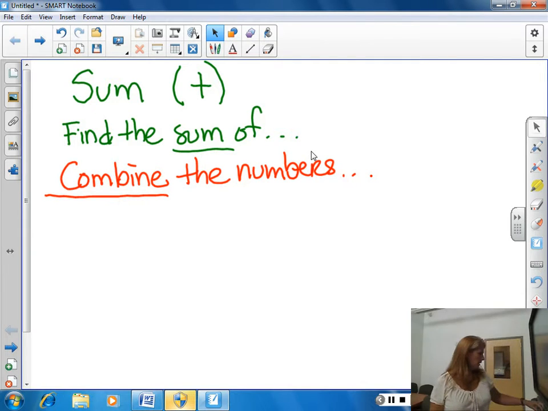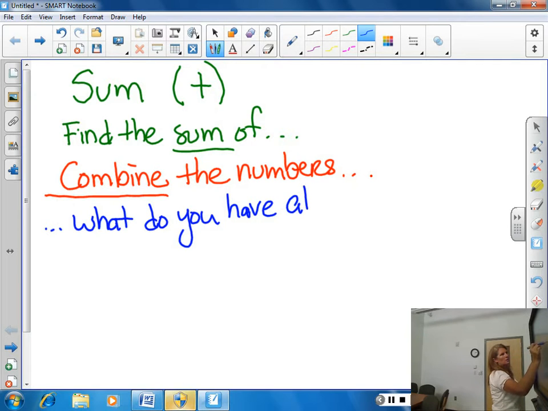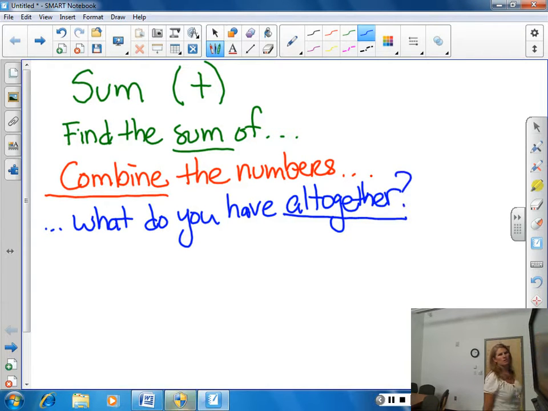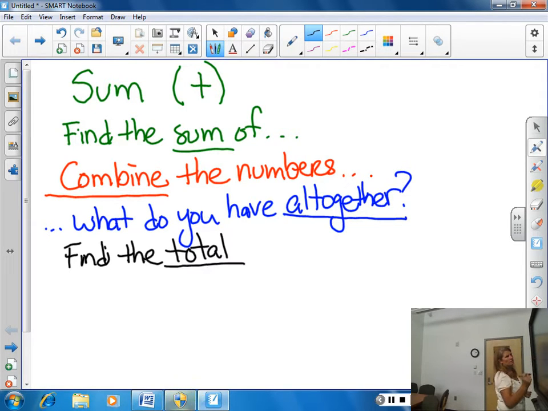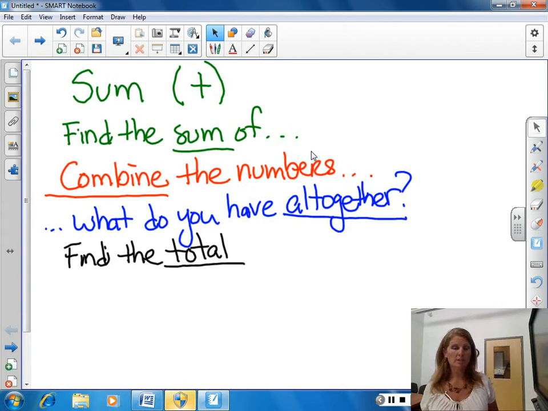I could also say, maybe there'd be a word problem, and the last thing they would say, what do you have altogether? Altogether is another word that would suggest to you that you should be adding those together. Sum, combine, altogether, are all kind of asking you to find the same thing. Or they could say, find the total. That's another key word for addition. If they're saying, he did 7, she did 6, he did 9, find the total number that they did all together, then that would be addition also.